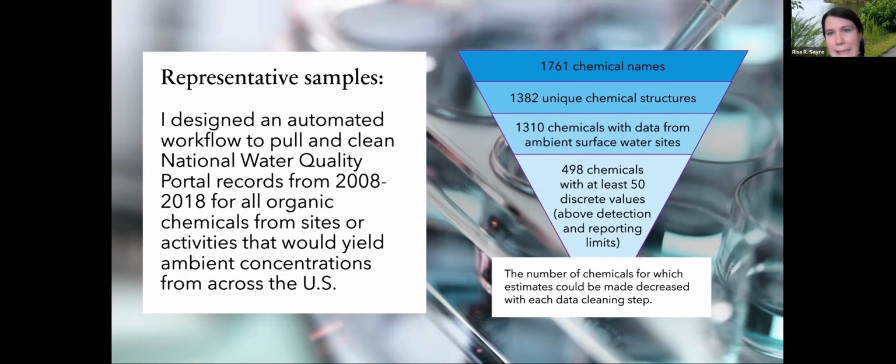Some of my data cleaning reduced the number of chemicals, but the most constraining step was actually the number of chemicals that had at least 50 discrete values. In this context, by a discrete value, I mean a measured value like 3 micrograms per liter instead of a limit value, such as less than 2 micrograms per liter. So this is a highly censored set, as most people who work with water data may be familiar with.